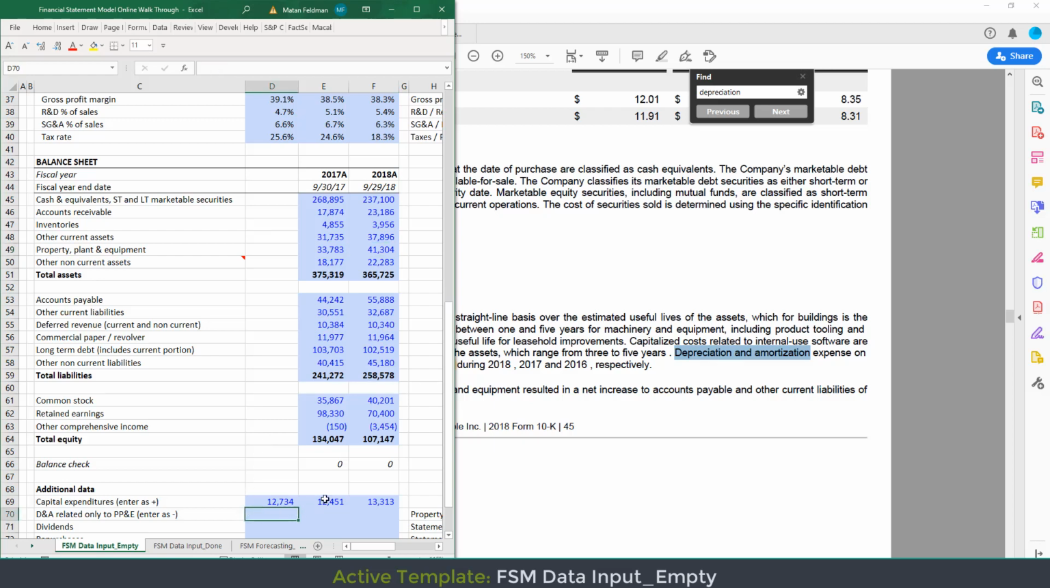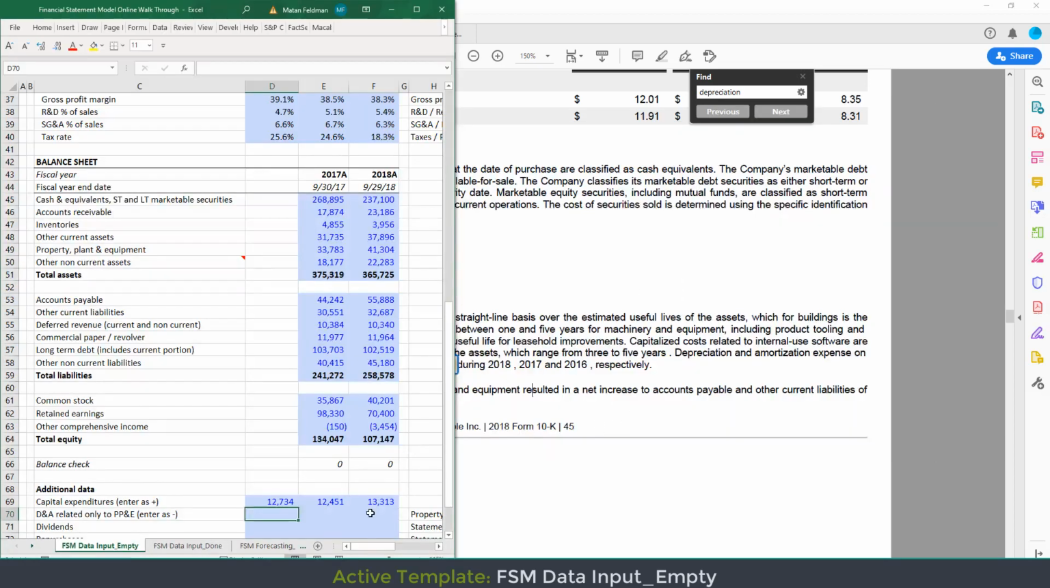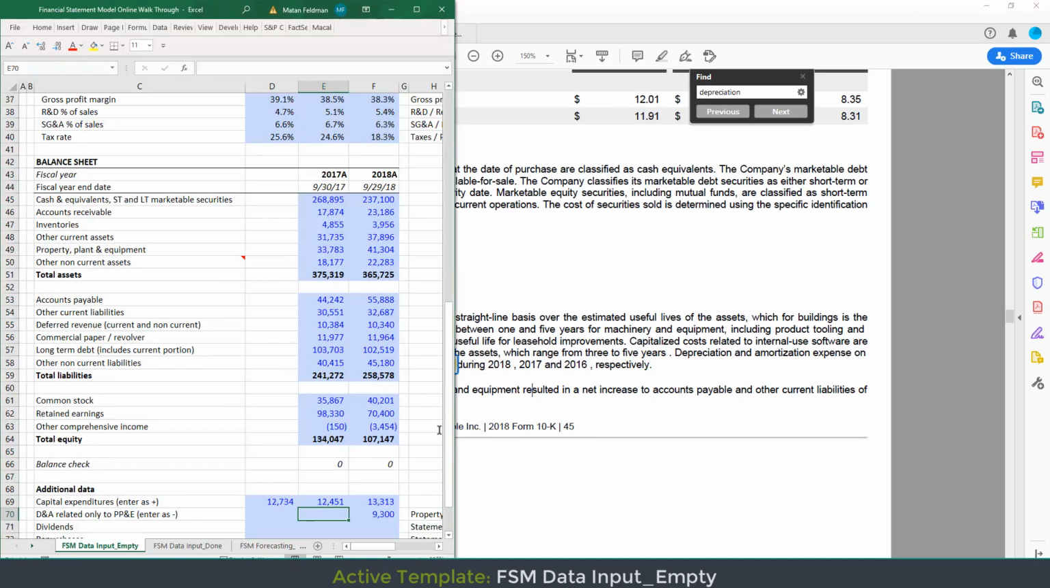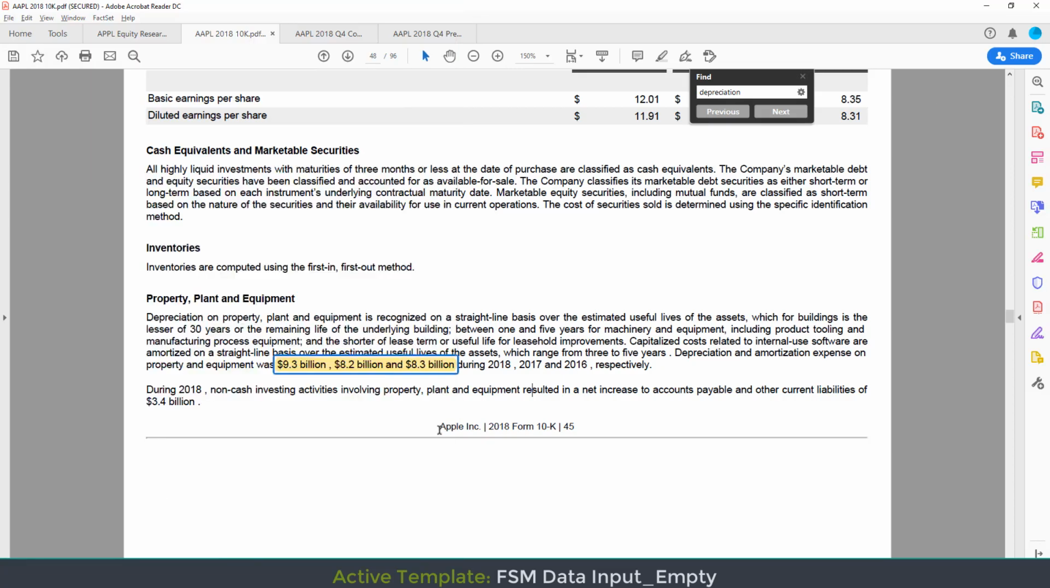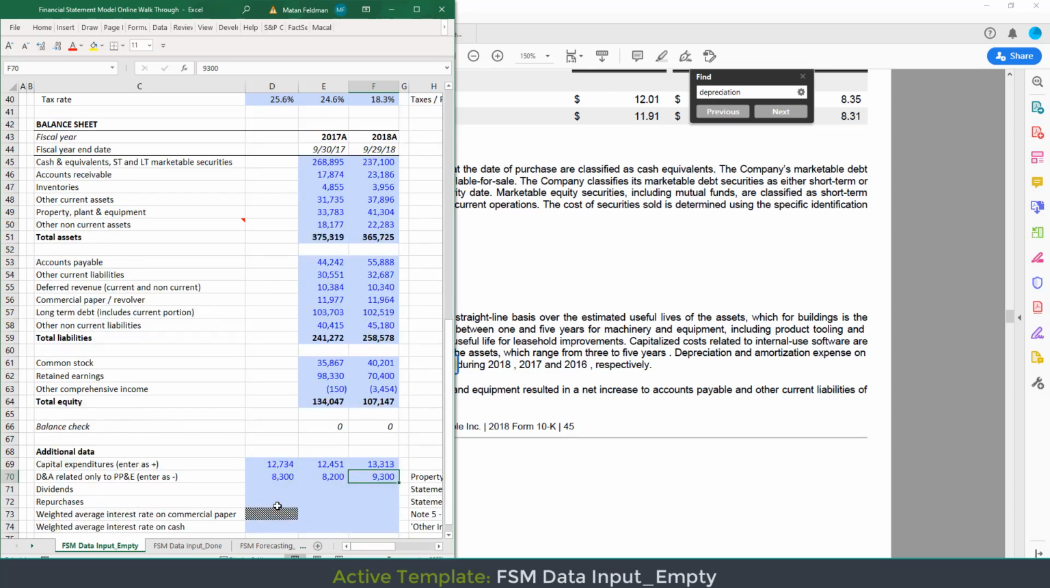We're going to say D&A related only to PP&E, and we're going to push that in here. 9.3 billion, 8.2, and 8.3, and I highlighted that for you here. Of course, they don't give you as much detail because they just say 9.3, so we have to round this off the way they gave us the disclosures, and that's okay. 8.3, and don't say 8.3 the way they're saying it, because we're denominating in millions, not in billions. So you have to be mindful of that, because that'll create mistakes for you.